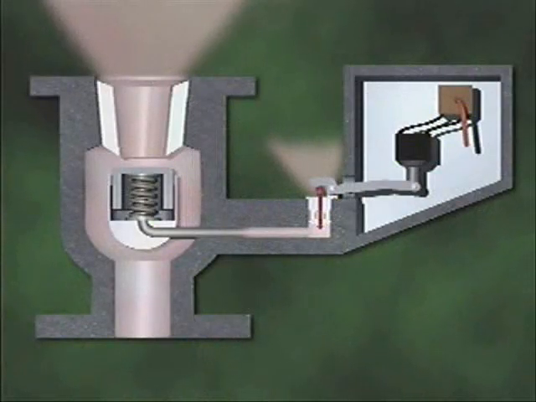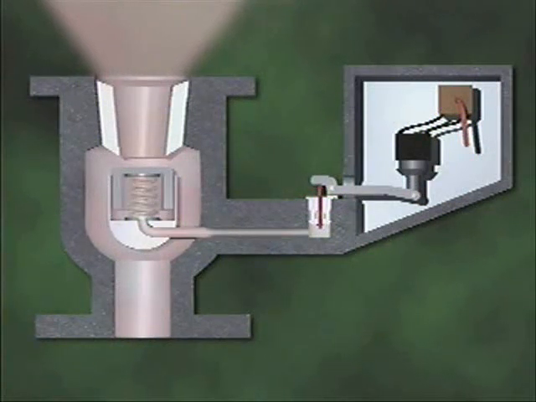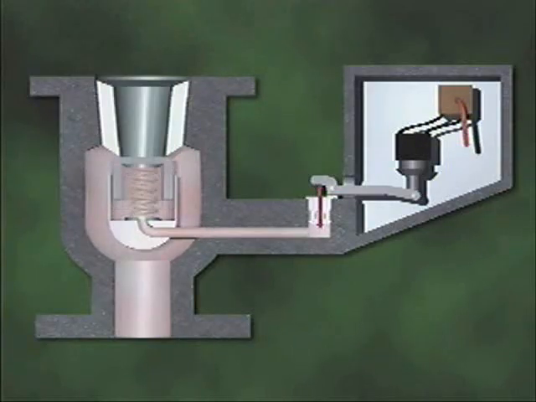When system pressure returns to normal, the pilot valve closes. Pressure then builds up again below the main valve disc and helps the spring hold the disc closed.